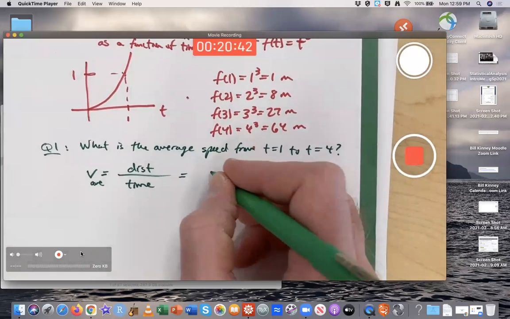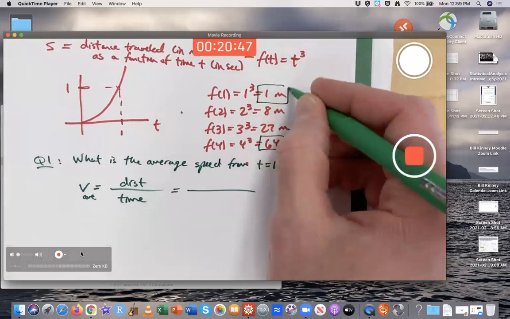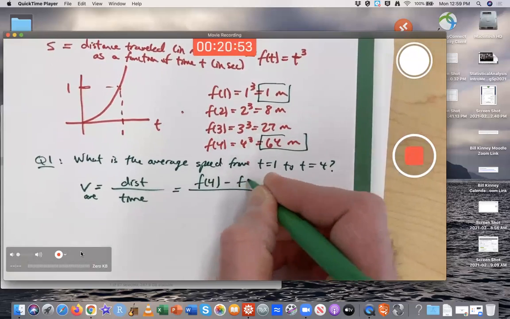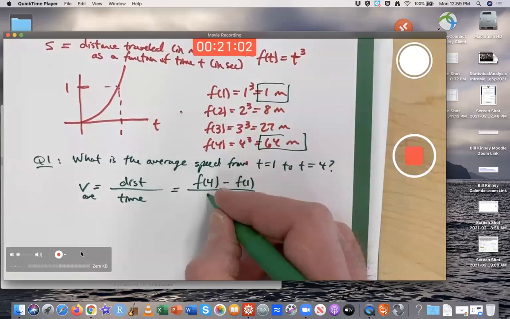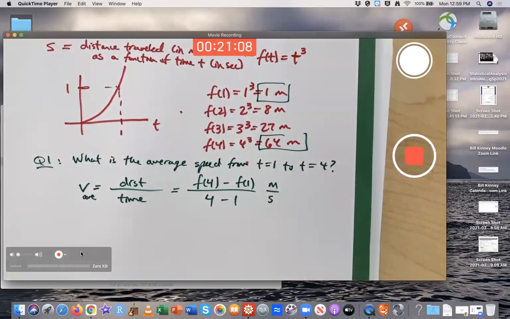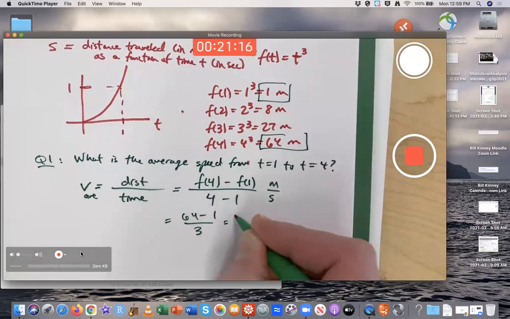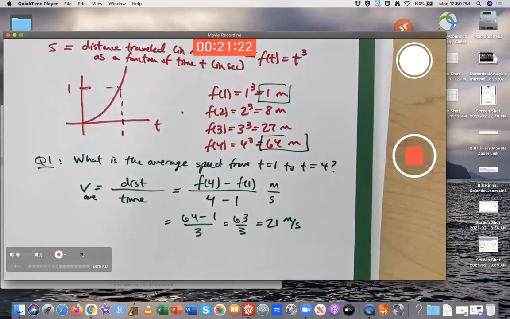The distance is just the distance at the end minus the distance at the beginning: 64 minus 1. In function notation, that's f of 4 minus f of 1. That's the distance traveled. And the time elapsed is 4 minus 1. This is in meters and this is in seconds, so the answer is a rate in meters per second. F of 4 is 64, f of 1 is 1. You get 63 divided by 3, that'll be 21 meters per second. That is your average speed from time 1 to time 4.